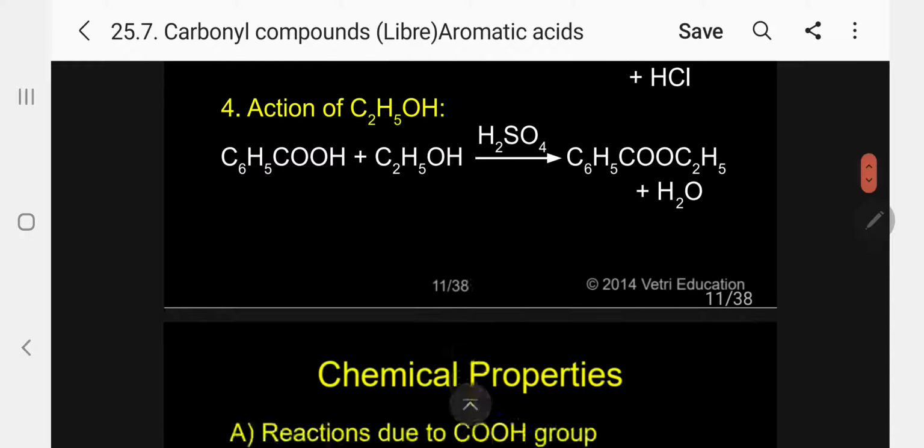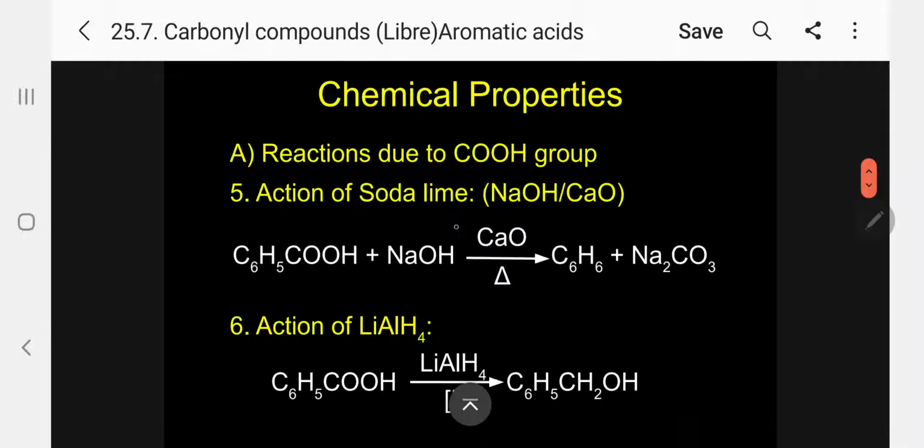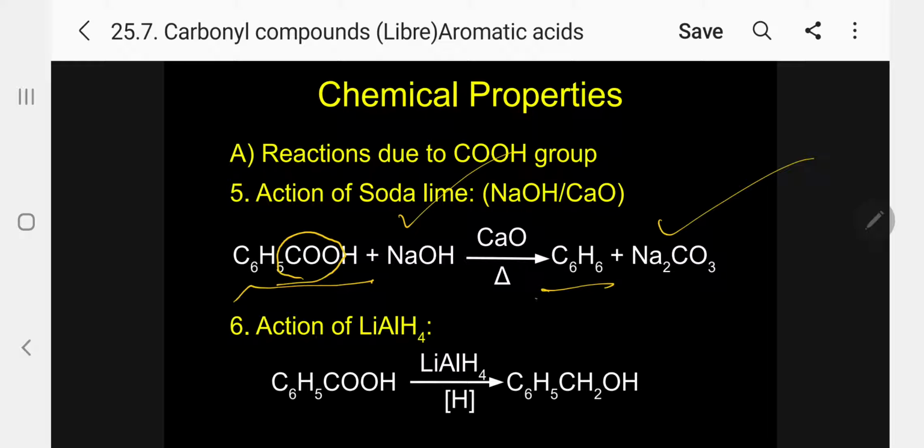Please follow. Then, the fifth reaction under this, action of soda lime. Please follow. What is soda lime? It's a mixture of sodium hydroxide and calcium oxide. When you heat with benzoic acid, carbon dioxide is eliminated and it reacts with the calcium oxide, converted into sodium carbonate. Benzene is liberated. So we are getting benzene. Please follow.